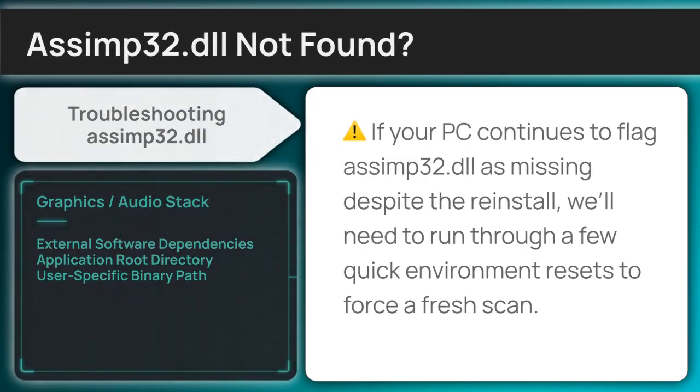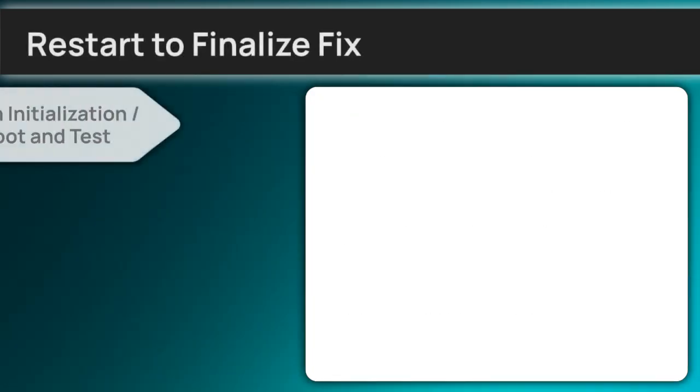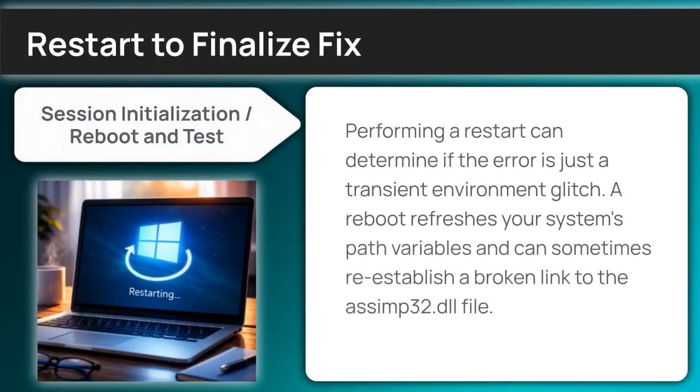In cases where the official installer remains ineffective, we must escalate to a manual review of your system's active runtime state. A simple restart can resolve file-in-use errors that mimic a missing assimp32 library message. It's a low-effort step that ensures your operating system starts with a clean execution stack.